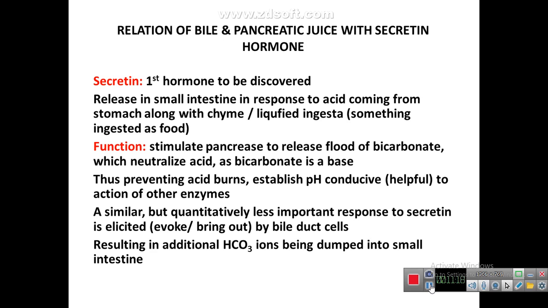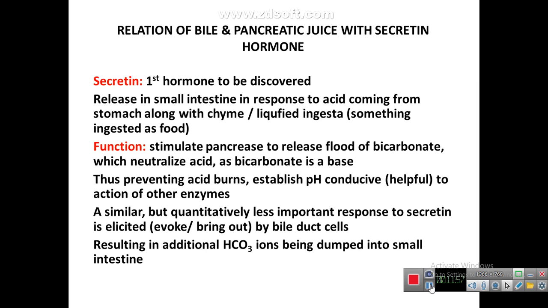A similar but quantitatively less important response to secretin is elicited, or evoked, or brought out, by the bile duct cells, resulting in additional bicarbonate ions being dumped into the small intestine. This means secretin initially stimulates the pancreas to release a flood of bicarbonate, but in a small amount it also stimulates the bile duct cells to secrete bicarbonate ions, the function of which is to neutralize acid coming from the stomach along with the chyme.